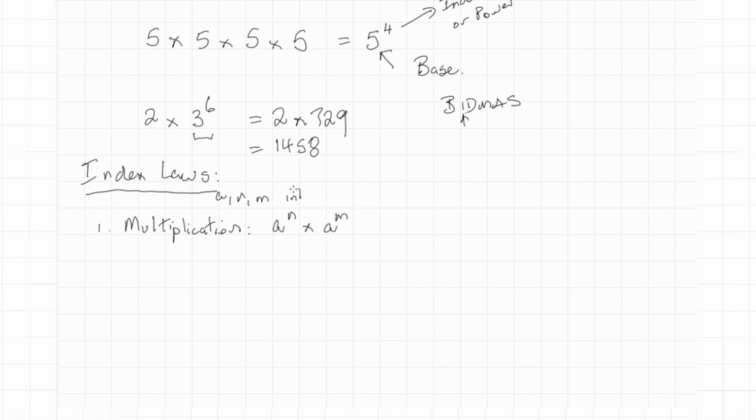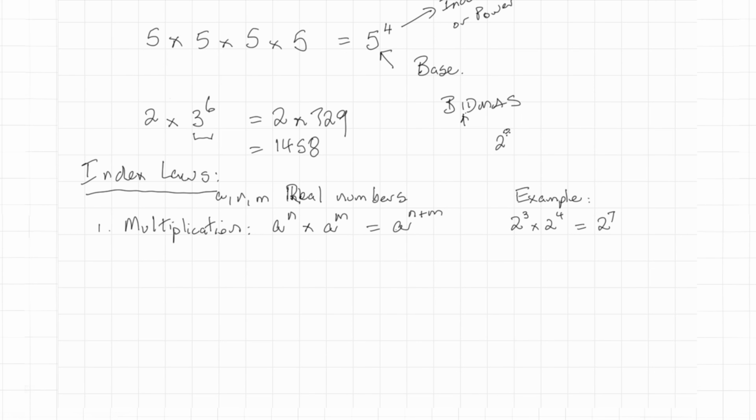Well, let's just say no, they are real numbers. Don't have to be integers. A, n and m are real numbers, so a to the n times a to the m equals a to the n plus m. So let's just do an example out here. 2 to the power of 3 times 2 to the power of 4 equals 2 to the power of 7. And maybe I'll just explain this in a little bit more detail.